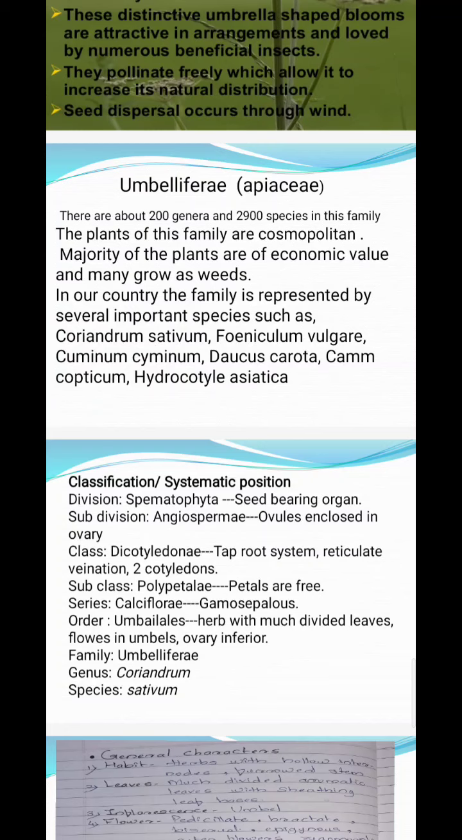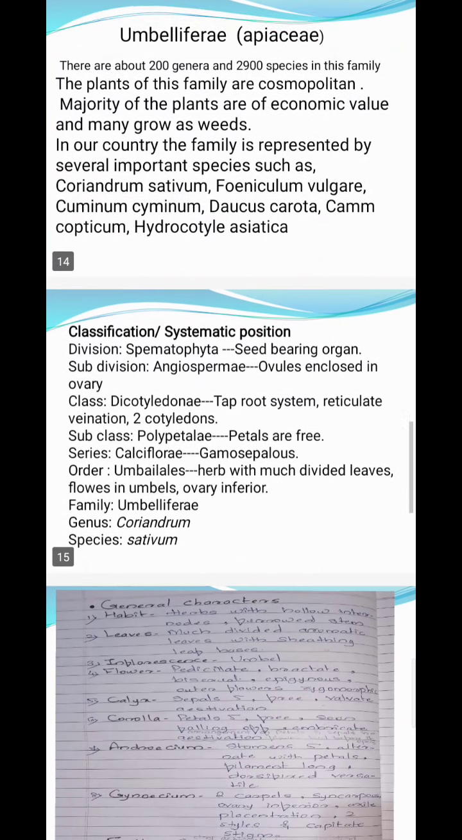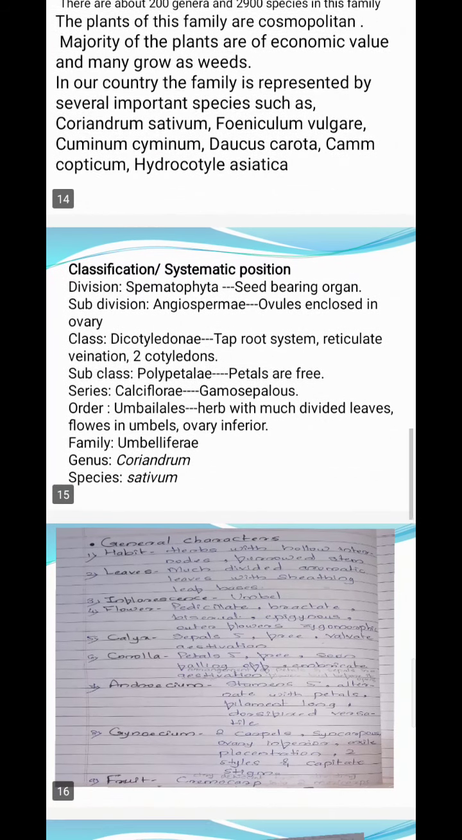In our country, this family is represented by many species like Coriandrum sativum, Foeniculum vulgare, Cuminum cyminum, Daucus carota, Carum carvi, then Hydrocotyle asiatica. These are some common examples. They are mostly found in our India. So next, let us move towards the systematic position.